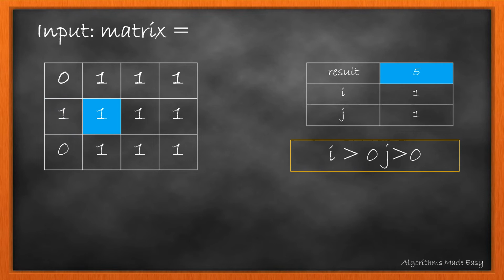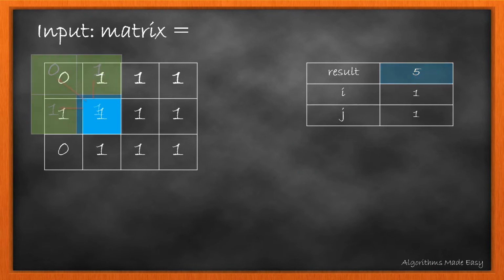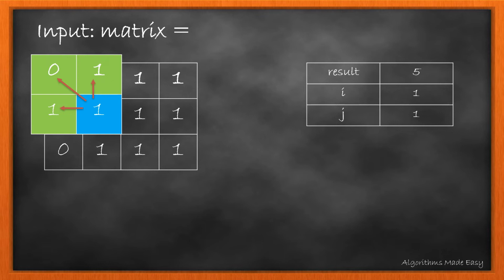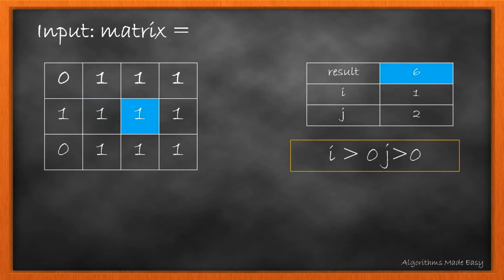Moving forward, we have an element that is not from the first row or column. As the value is 1, we increment the result. Now we compare it with the adjacent elements forming the 2 cross 2 matrix. As we have a 0 in it, we move ahead. As the value is 1, we increment the result. Again, we will check the elements forming the 2 cross 2 matrix.